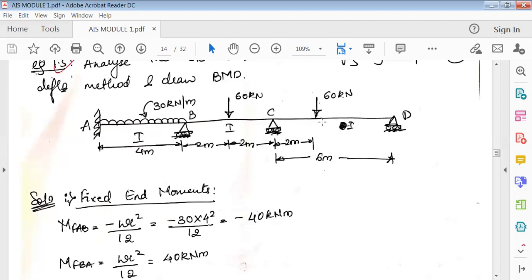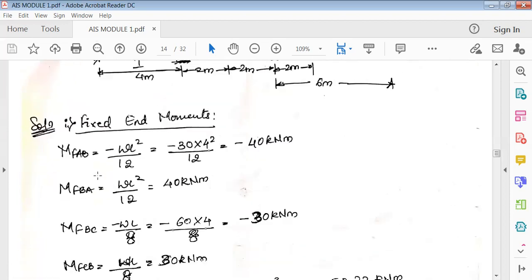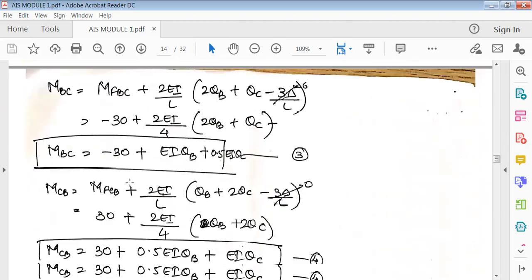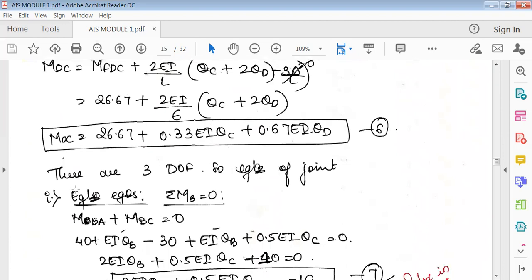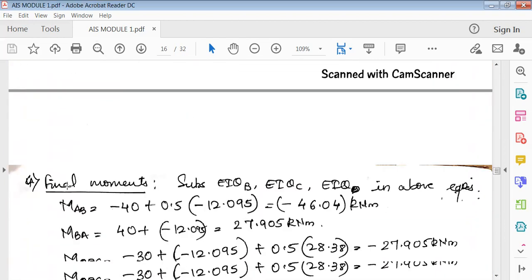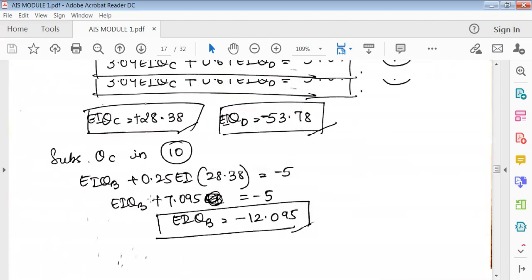The different thing from the previous problems is that all the previous problems had only two spans, but this time it is a three span beam. The steps are again the same. First is finding the fixed end moments, next is writing the slope deflection equations, third is finding the equilibrium equations, and the last one is finding the final moments.